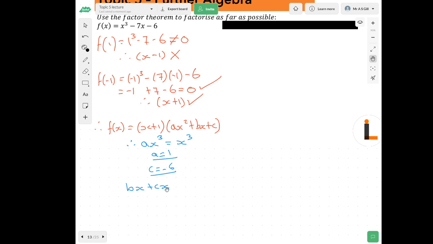And this must sum to give us minus 7x here, right? Because the coefficients must match. The x and x here must match the x coefficient up here. Must add up to minus 7x here. And we're just going to cancel through the x's. We've already worked out what c is, so we can sub that in. So we get b minus 6 is equal to minus 7. Therefore, b is equal to minus 1.